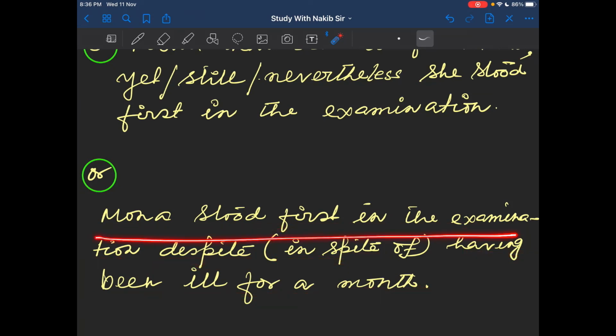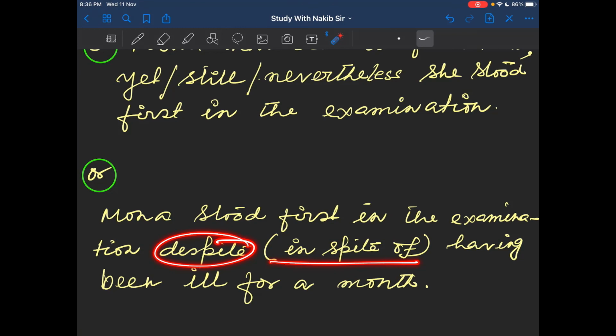Mona stood first in the examination, despite or in spite of. If you use despite, don't use of after it. If you use in spite, use of after it. So despite or in spite of having been ill for a month. So these are your questions and these are your answers. They are very, very easy.